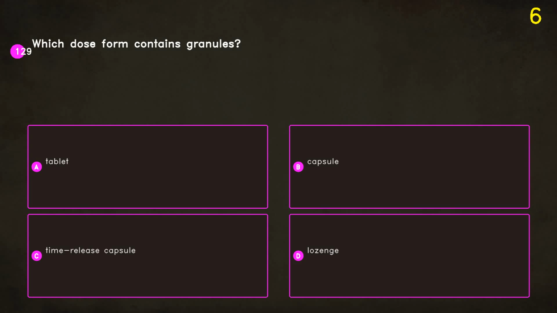Question 129. Which dose form contains granules? A. Tablet. B. Capsule. C.